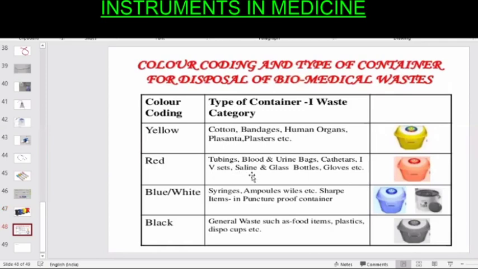articles, while red is used for your blood or urine bags or your catheter, gloves. You put those in the red bag. As you said, blue bag is for syringes, ampules, sharps, and the black is for your general waste. So generally they are not put together, but you should know the color coding and the waste disposal also.